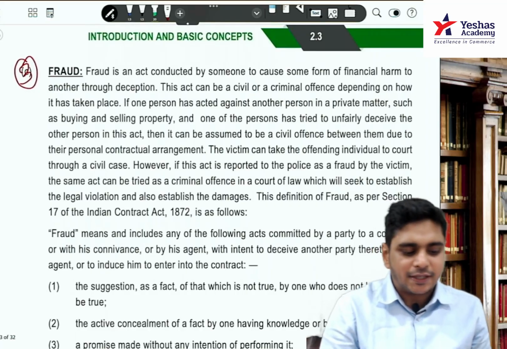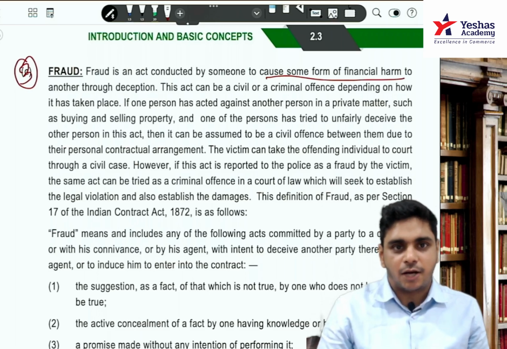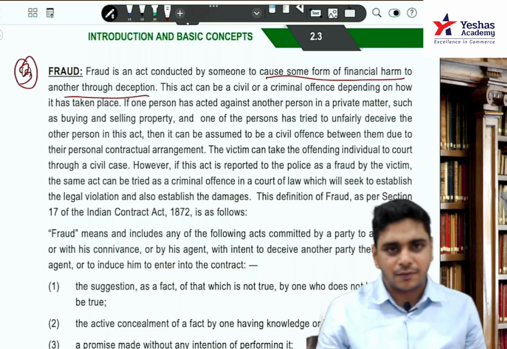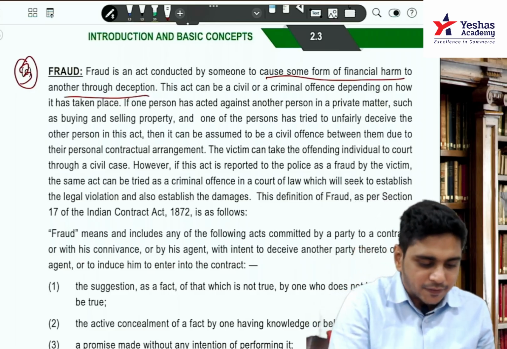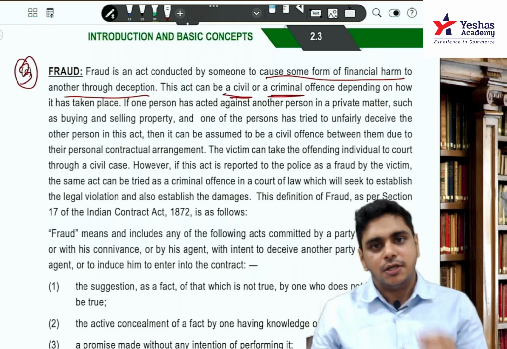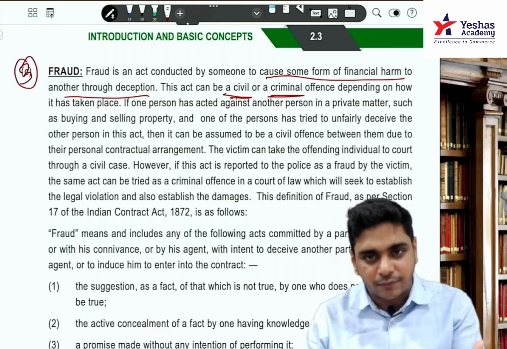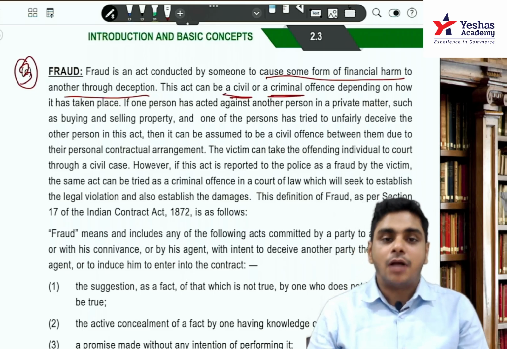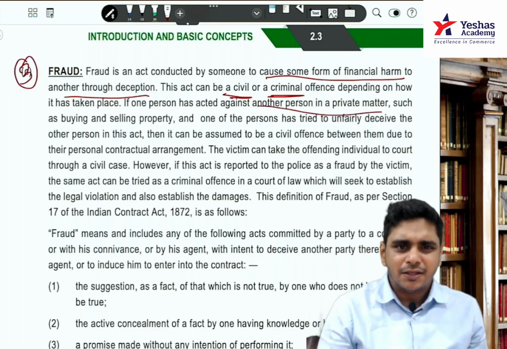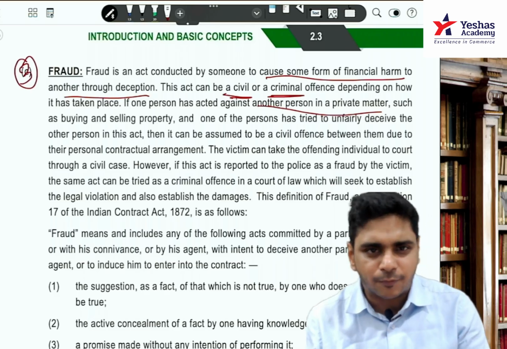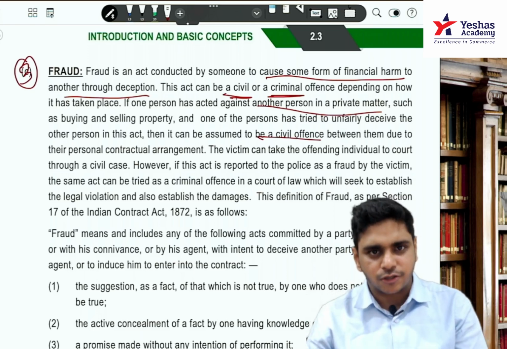So fraud is an act conducted by someone to cause some form of financial harm to another through deception, like showing something wrong, something lucrative, but it is a fraud. This act can be civil also, it can be a criminal offense also. Civil basically means generally a monetary loss which can be recovered. Criminal basically means you have to go for imprisonment also, fine plus imprisonment, depending upon how it took place. If a person has acted against another person in a private matter, just buying and selling property, and unfairly deceived about that property, it will be called what? Civil offense, because two people were involved, it was a contractual relationship.